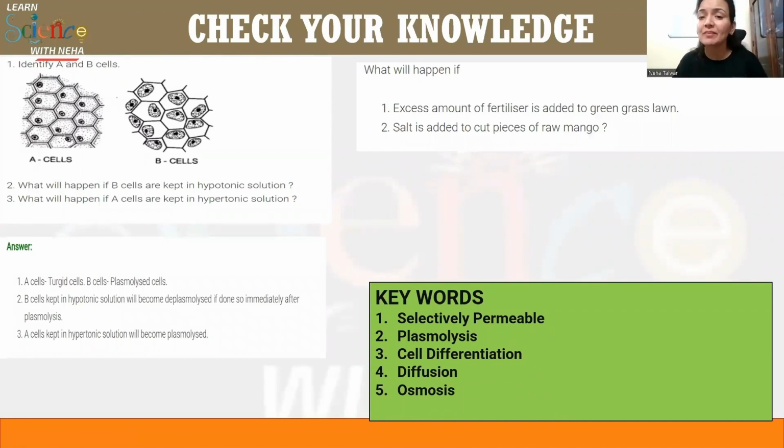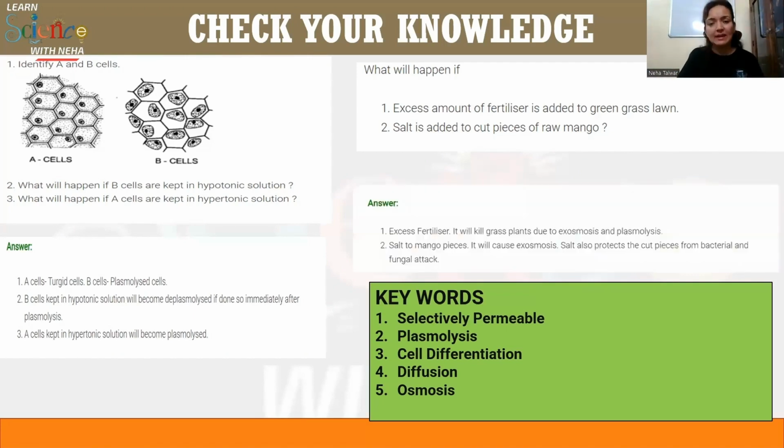Next is, what will happen if an excess amount of fertilizer is added to green grass? Fertilizer means salt. So if salt is more around the grass, water from the grass will start moving out and your grass will die after some time. Second question, salt is added to cut raw mangoes. You might have seen a lot of salt is added when you're putting mangoes because salt is creating a hypertonic solution, and that's why the water from the mango will start moving out. The mango will be preserved for a longer time without any bacterial attack.